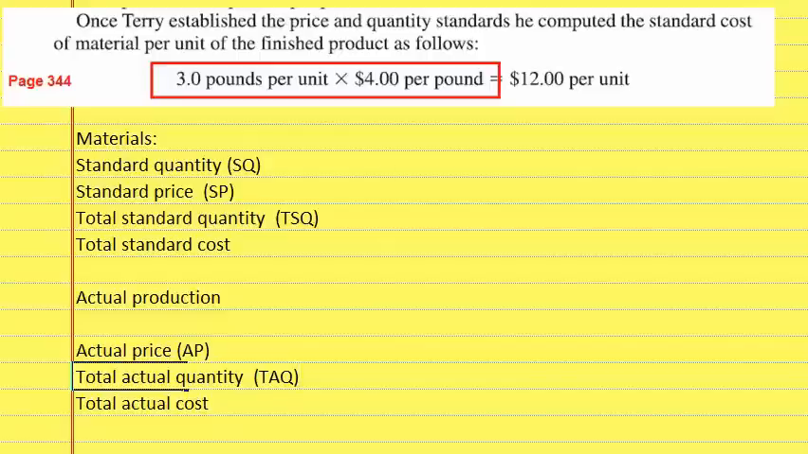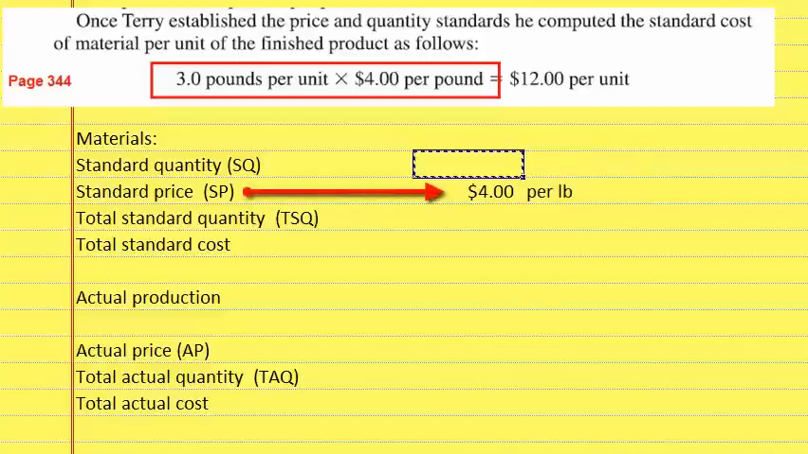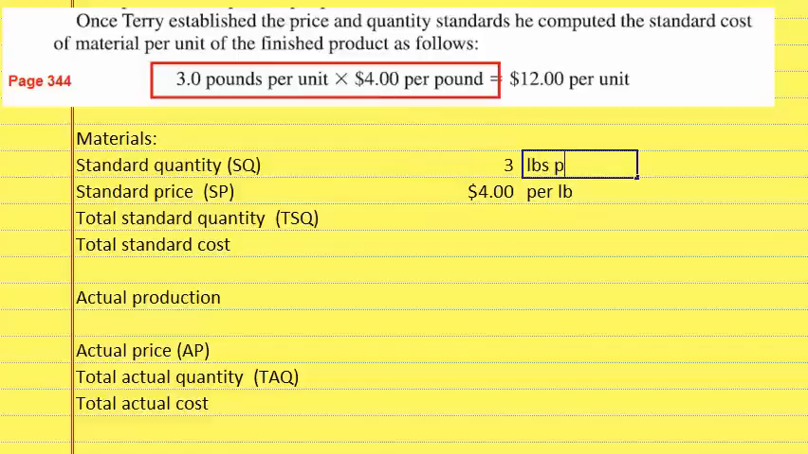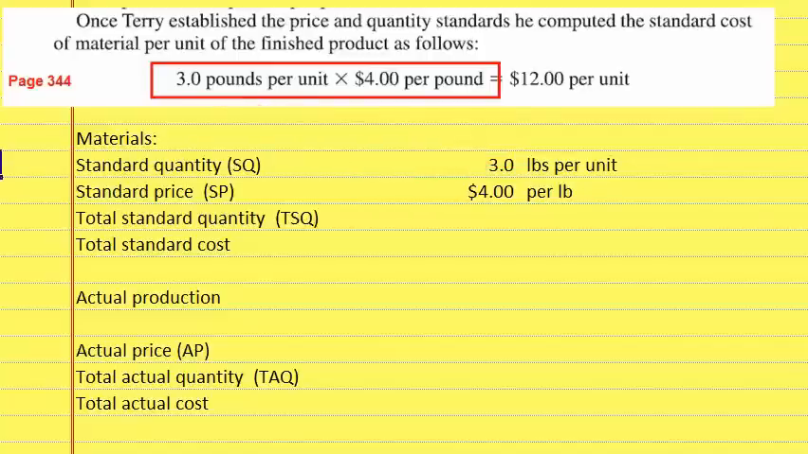Now let me drop in some numbers. You know what the standard price is. The standard price is $4 per pound. That doesn't go there. It goes right down there. And the standard quantity is 3 pounds per unit. Let me put a decimal in that. And there are my standards, predetermined estimates for prices and quantities of inputs to production. This particular input is materials.